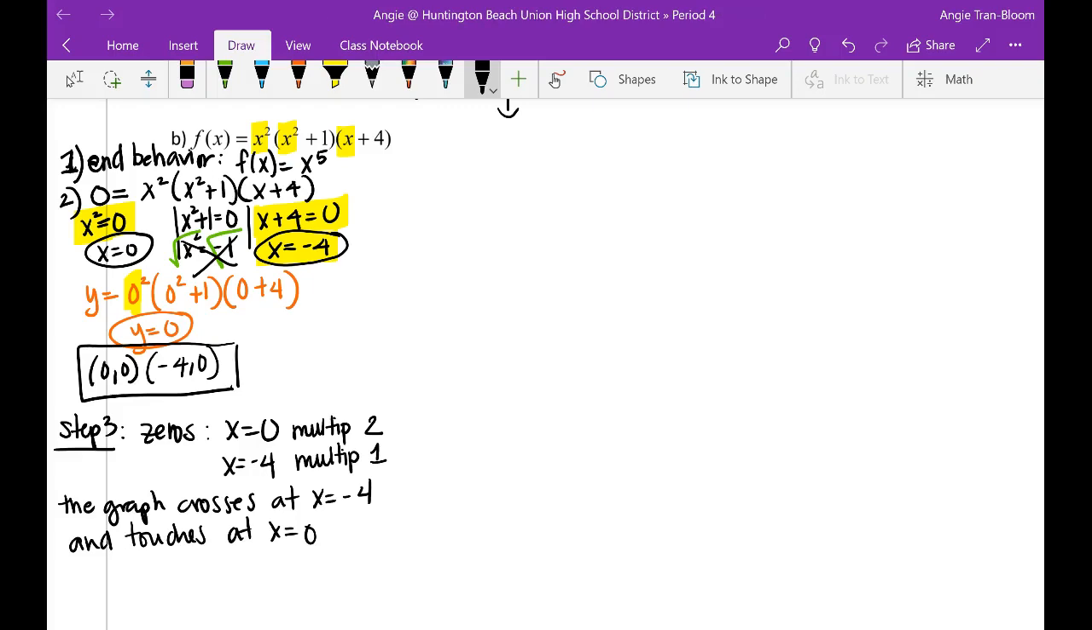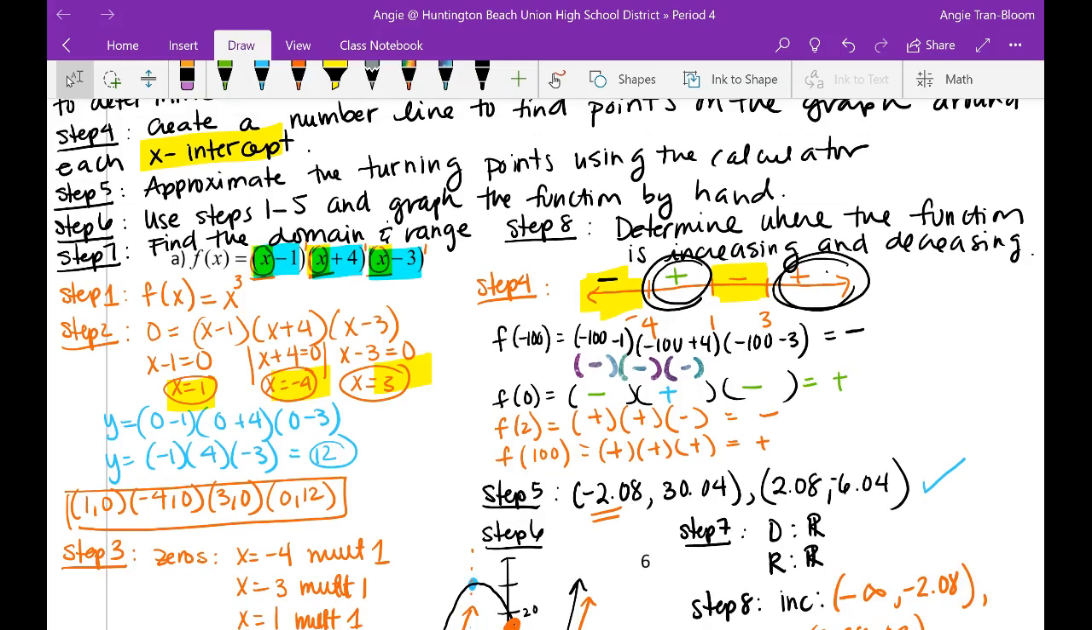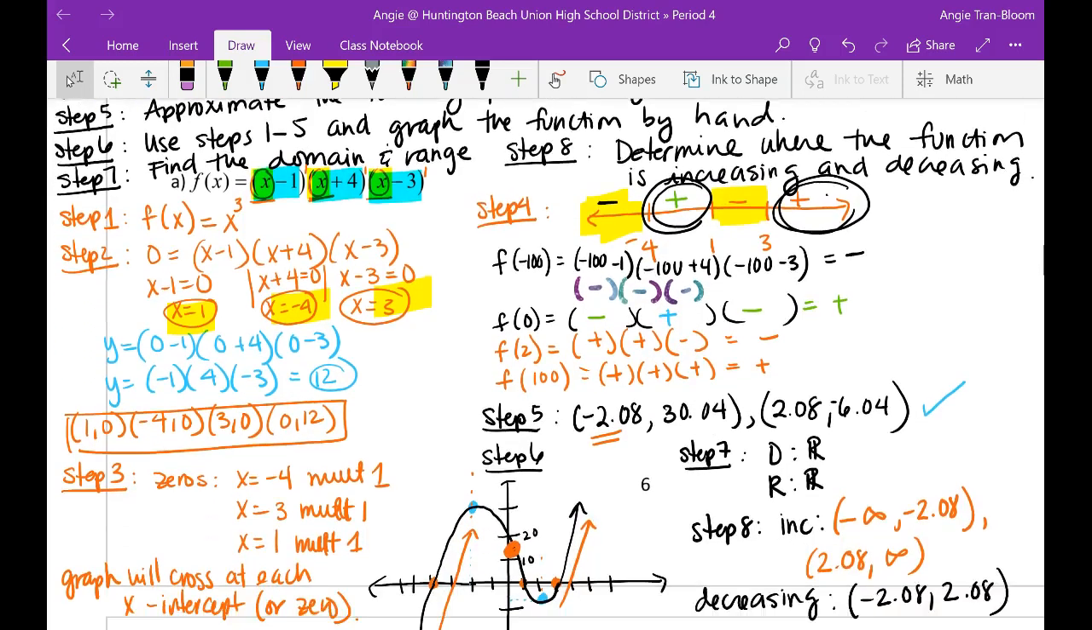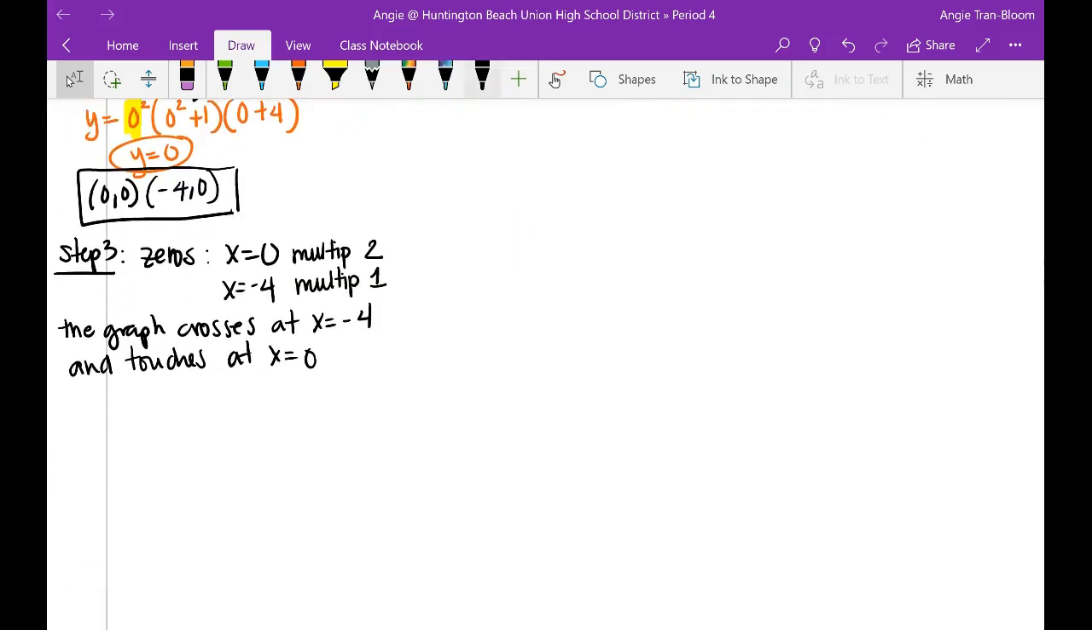So what is my step number 4? Step 4, create a number line to find points on the graph around the x-intercepts. Okay, so on example 6a, we created a number line and used the x-intercepts, right? Okay, so here's the number line.